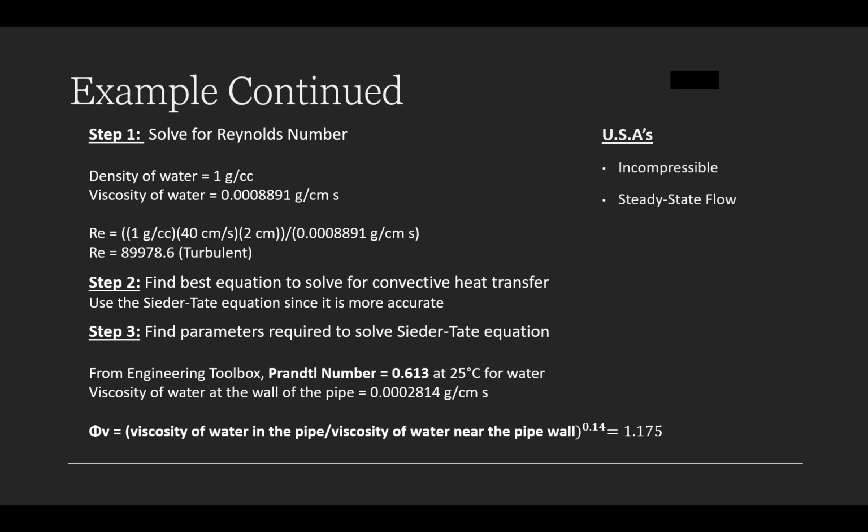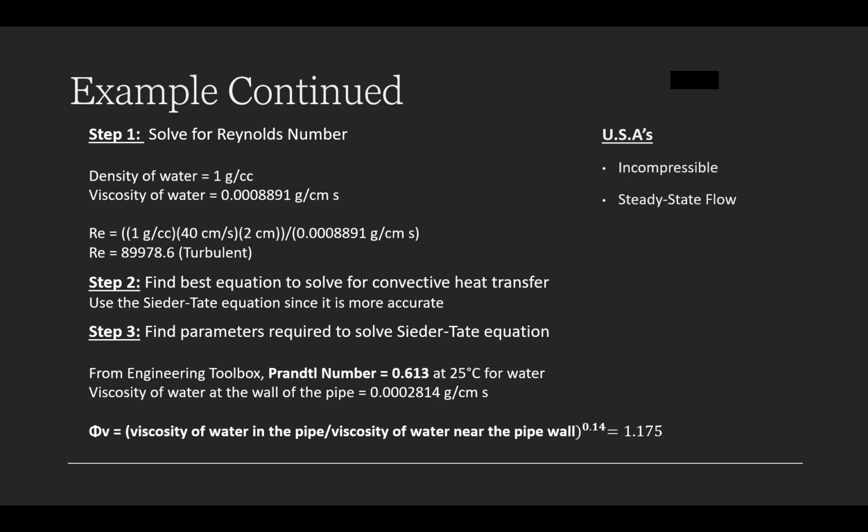The first step to solving this problem is finding the Reynolds number and determining whether the flow is laminar or turbulent. Viscosity and density of water can be found in the back of the textbook or online for these given conditions. To solve for Reynolds number, multiply the density of water by the velocity and the length of the pipe, then divide this value by viscosity of water. The Reynolds number for this problem is 89,978. Which means the flow is turbulent.